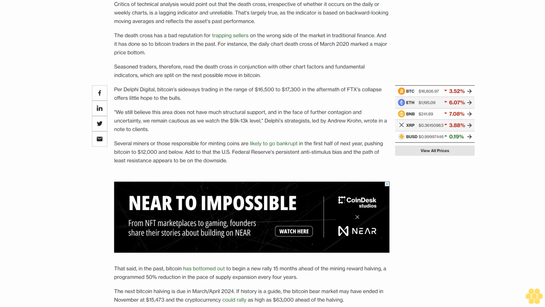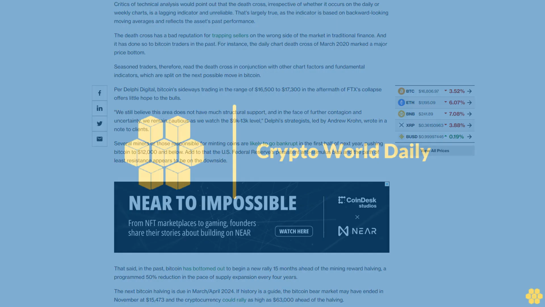That said, in the past, Bitcoin has bottomed out to begin a new rally 15 months ahead of the mining reward halving, a program of 50% reduction in the pace of supply expansion every 4 years. The next Bitcoin halving is due in March/April 2024. If history is a guide, the Bitcoin bear market may have ended in November at $15,473, and the cryptocurrency could rally as high as $63,000 ahead of the halving.